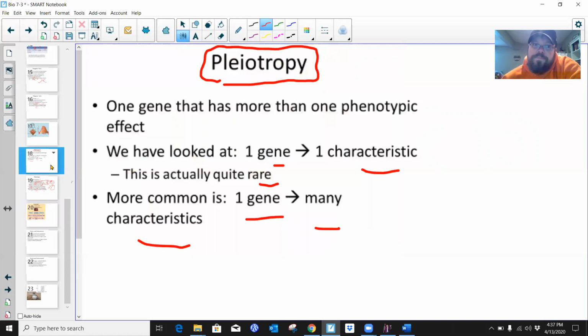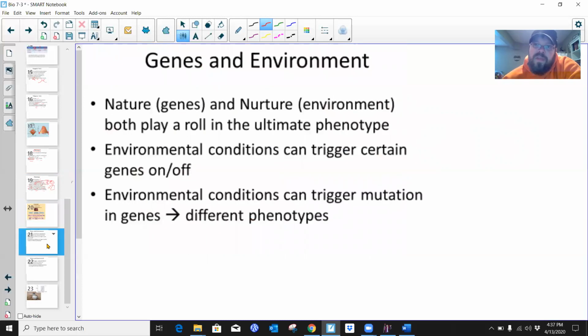So again, pleiotropy is actually quite a bit more common. The old school Mendelian thought of one gene, one characteristic is not really true within most living organisms. That's a bad way of me saying it, but it's less common.